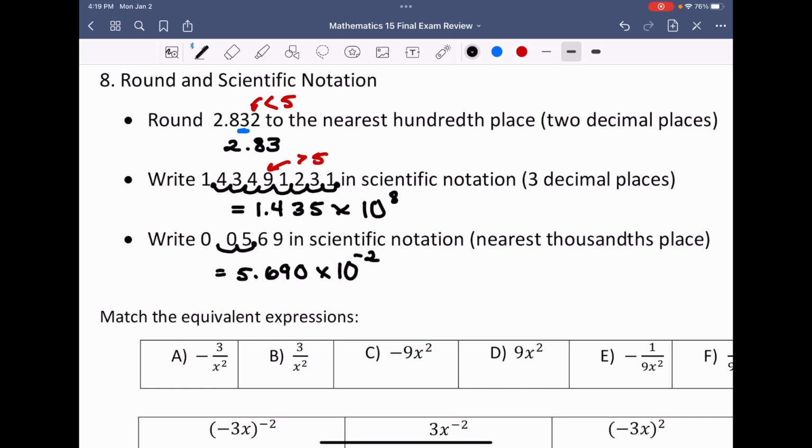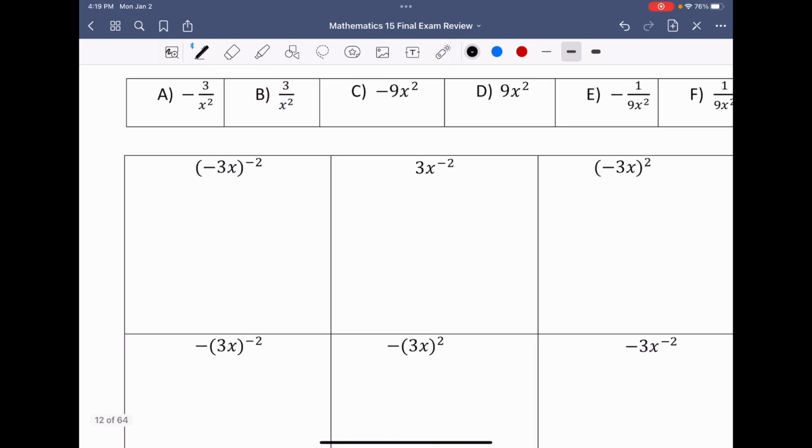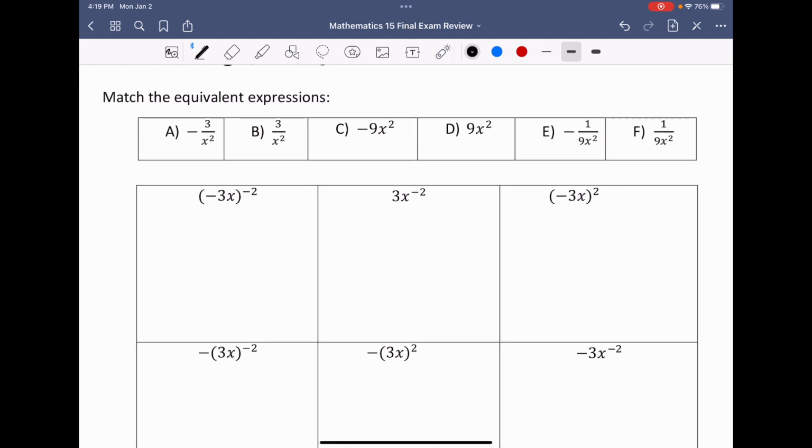So just make sure if you're going to round, that the number behind the place value you're trying to round to has to be 5 or greater, or else you're just going to leave the number exactly how it is. Now, one of the last problems we're going to deal with is matching equivalent expressions.